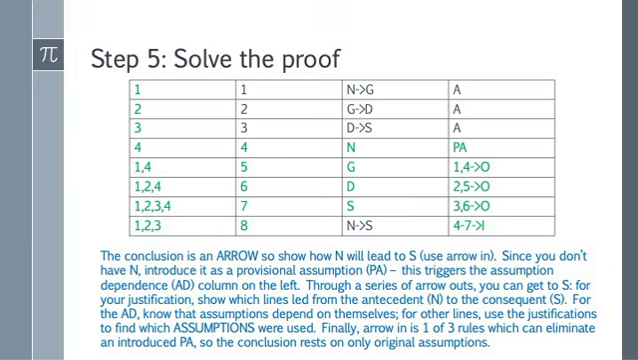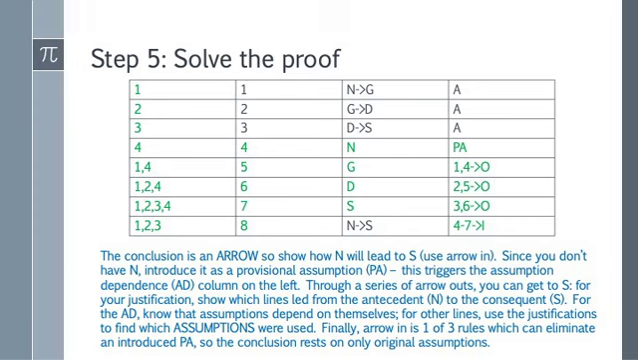However, notice that we don't have number 4 there. Why is that? Because arrow in is one of 3 rules that can eliminate an introduced PA, a provisional assumption. For a deeper understanding of why that is, refer to the textbook, but just so you know, that's the rule. Arrow in is one of the 3 rules. We'll learn other rules later, which also can eliminate PAs, but arrow in is one of them. That's why we don't have to put 4 there. It eliminates the PA, and we're left with just 1, 2, and 3. So in this case, the conclusion rests on only original assumptions.